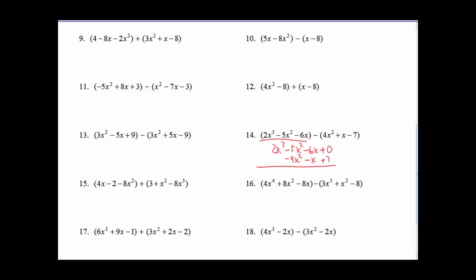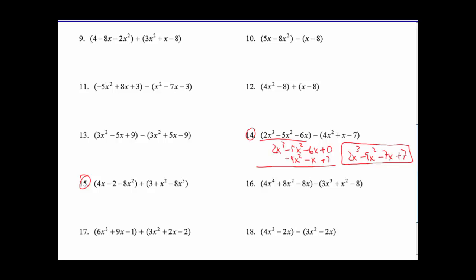If we draw a line, now if we combine like terms, we're going to get 2x cubed minus 9x squared minus 7x plus 7. Again, just double checking. You should notice this is a third degree, and we would call it a cubic polynomial. All right, one more, 15.